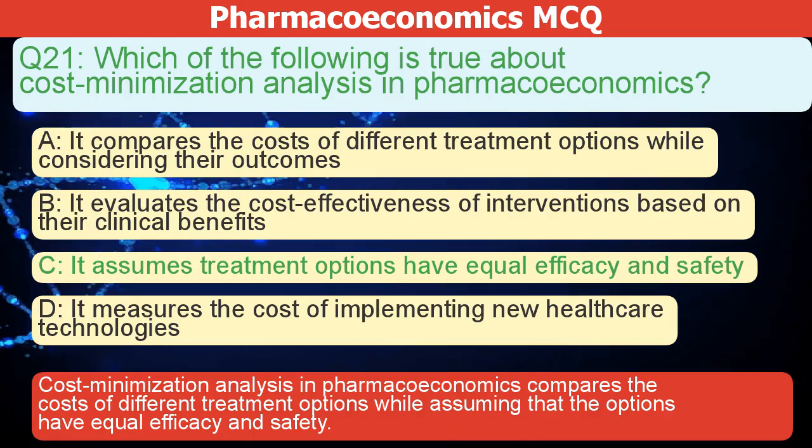The correct answer is C. Cost minimization analysis in pharmacoeconomics compares the costs of different treatment options, assuming equal efficacy and safety.